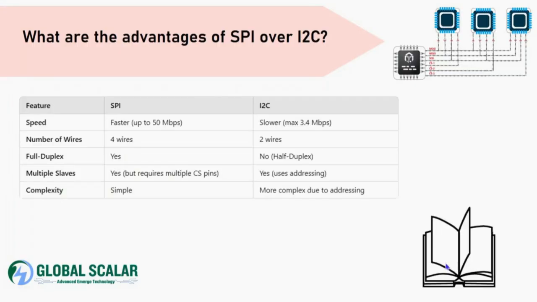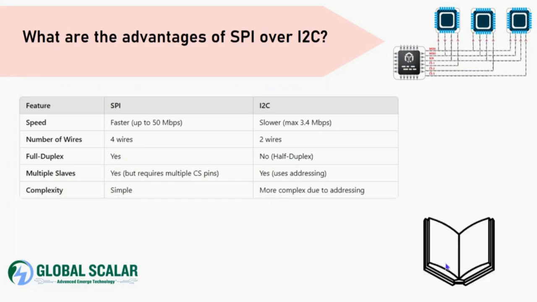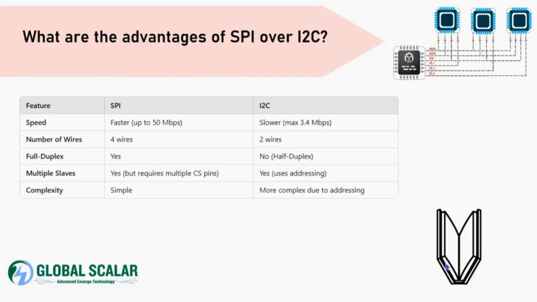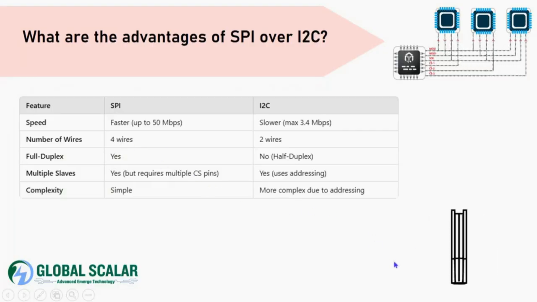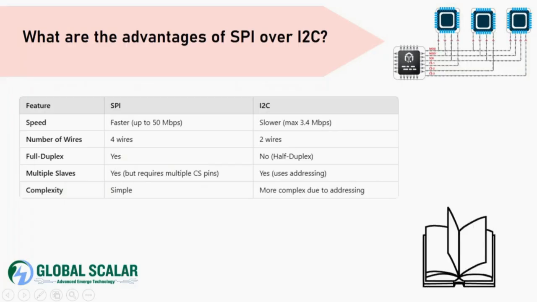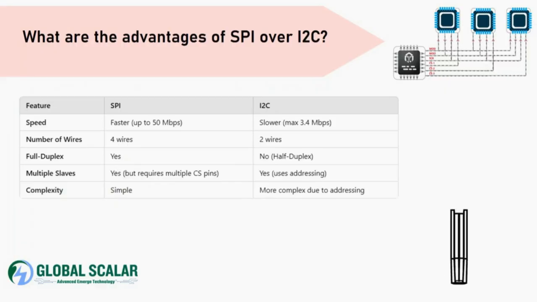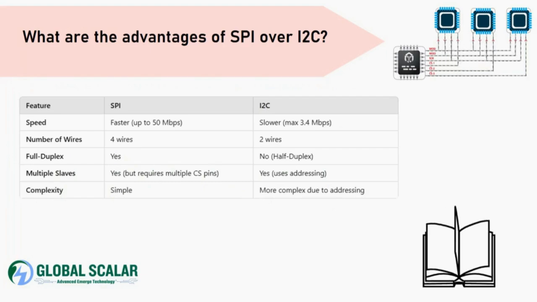What are the advantages of SPI over I2C? Here we compare the speed, number of wires, full duplex, multiple slaves, and complexity of SPI and I2C. Coming to the speed, SPI is faster, up to 50 Mbps, while I2C is at most 3.4 Mbps. The number of wires is 4 in SPI and 2 in I2C. SPI is a full duplex protocol, while I2C is half duplex.